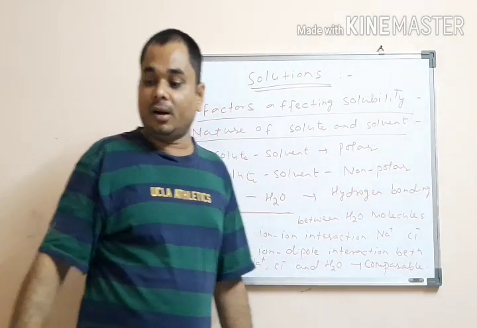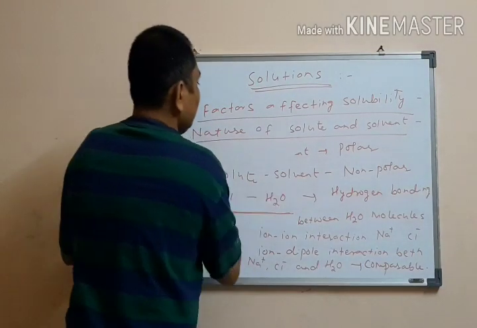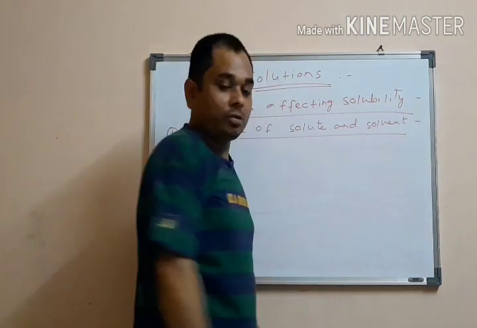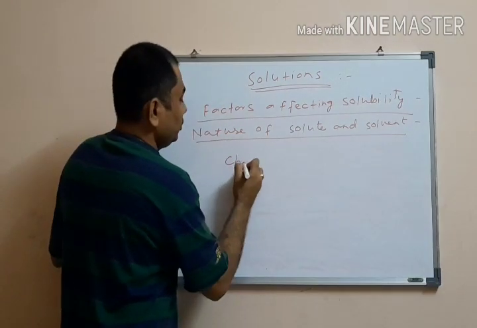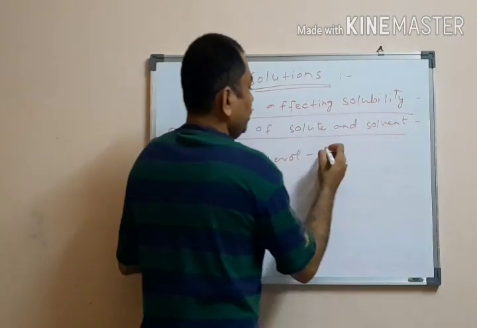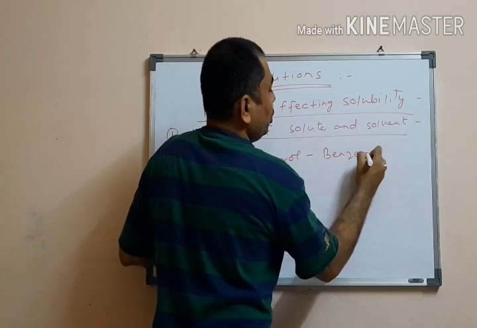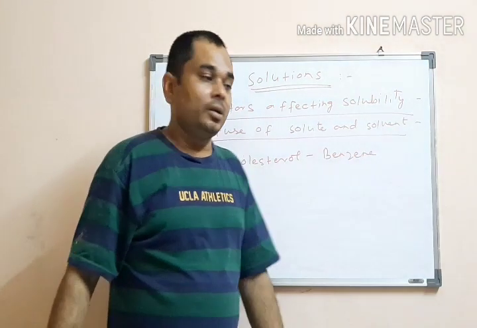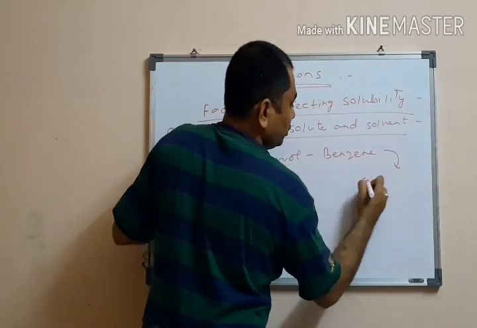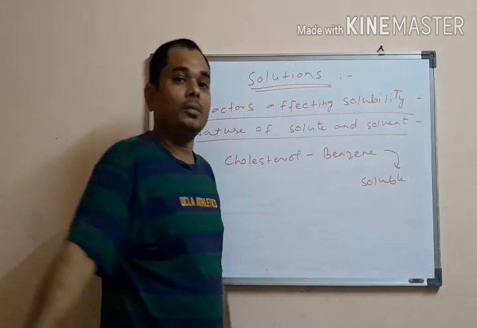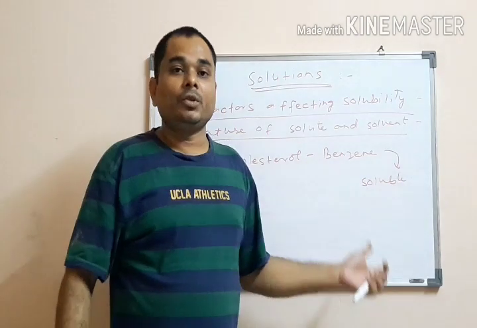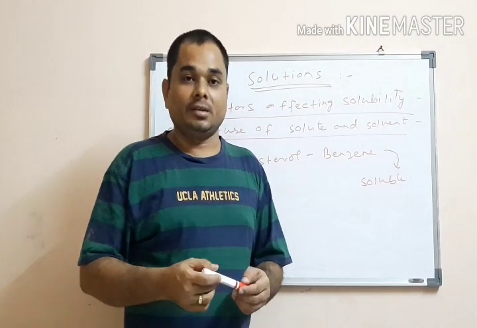Similarly, if suppose we take a non-polar solute, say for example cholesterol, this is a non-polar compound, and you take another non-polar compound, that is benzene. So since both of them are non-polar, they are easily soluble into each other. Since they are chemically similar, therefore they dissolve in each other easily.